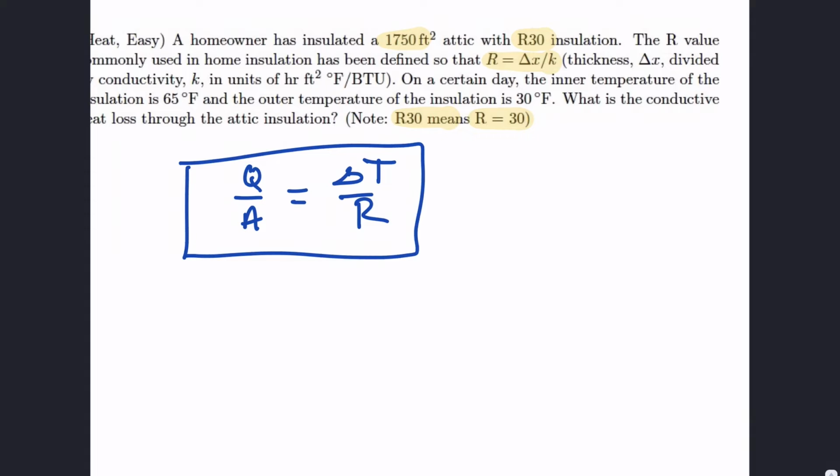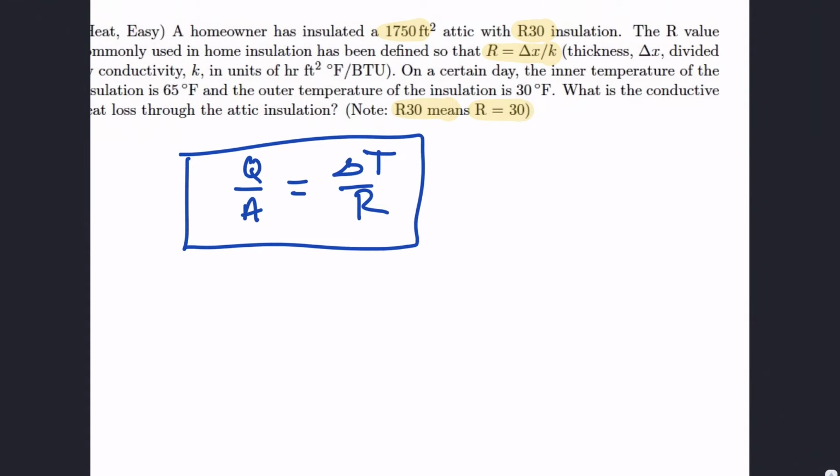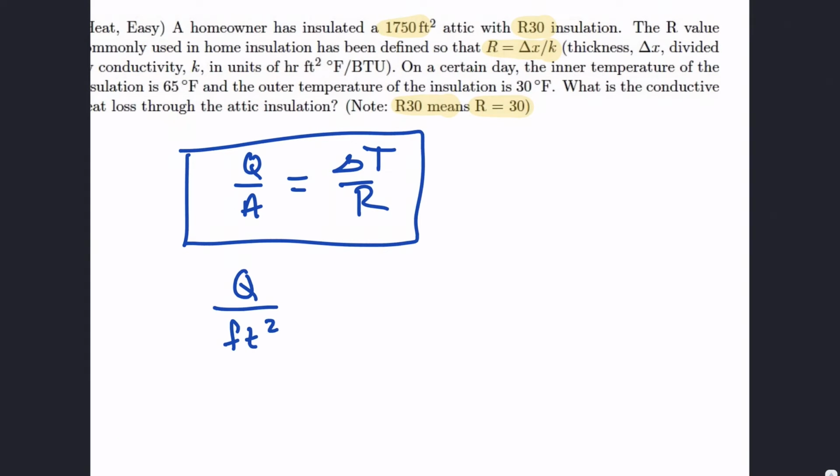All right, and then we can look at the units, and this is the important step. Look at the units to determine what the answer is going to look like in terms of units. Okay, so we have Q, and we're wanting to know what are the units for Q when we get our final answer. We know that area is feet squared. We know temperature difference is delta F.